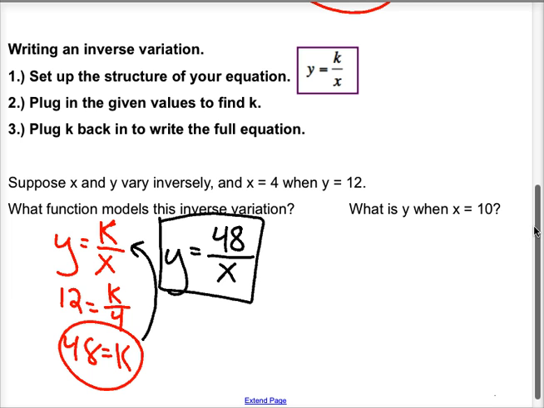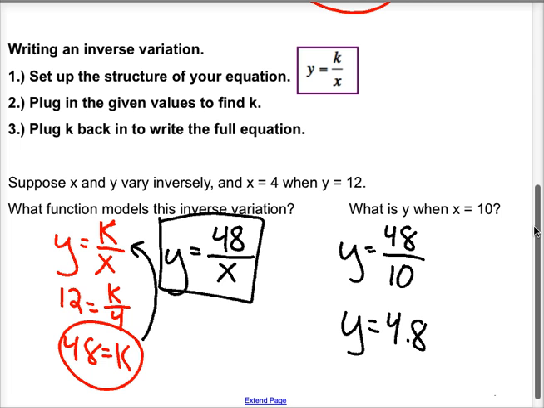For the second piece, I can also ask you what y is when I give you an x value. So if I give you x equals 10, you should be able to plug that in and tell me that y is 4.8. Most of these will always have two parts. It'll want the equation, and it'll want you to determine a value when I give you an x. But the structure is always the same. Always take the same 3 steps when you're working on these types of problems.